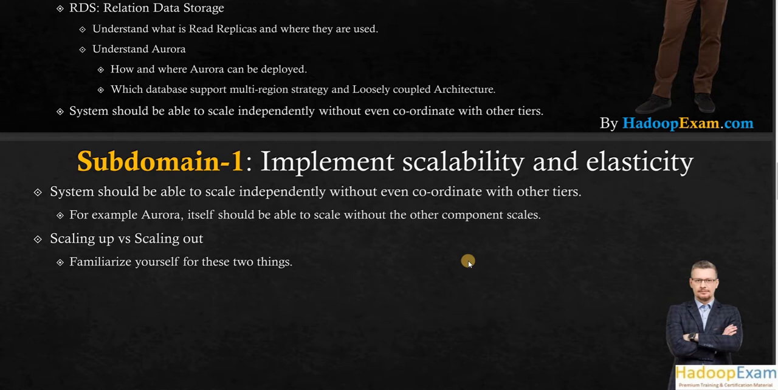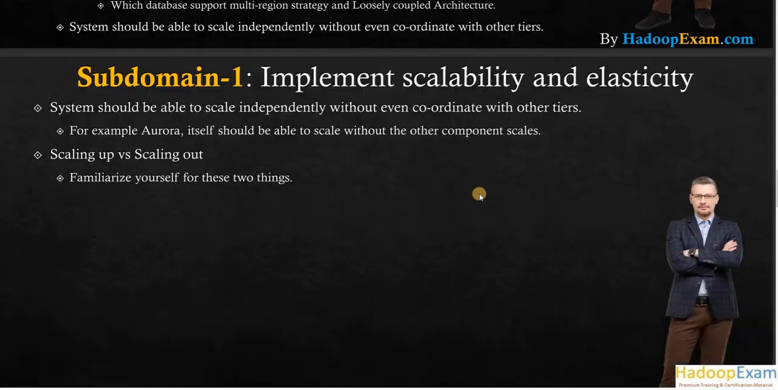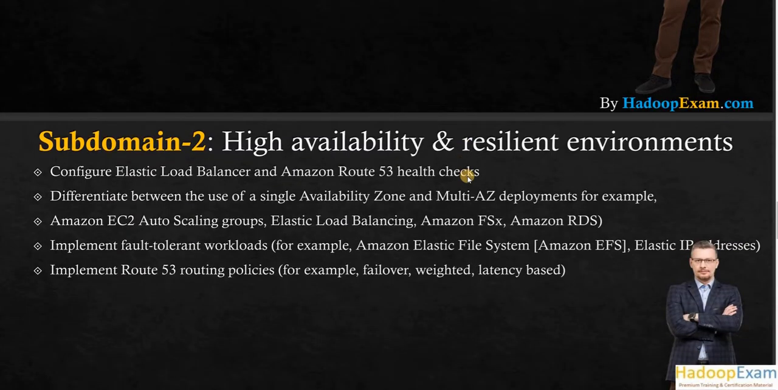Scaling up and scaling out, we have already discussed, so you should be knowing this. Now, the second subdomain of this is highly available and resilient environments, like Elastic Load Balancer. You should know how this works, how to use this. Then Amazon Route 53 health checks. Health checks help the load balancer route a particular request to a particular instance or service. So that is what you need to know.